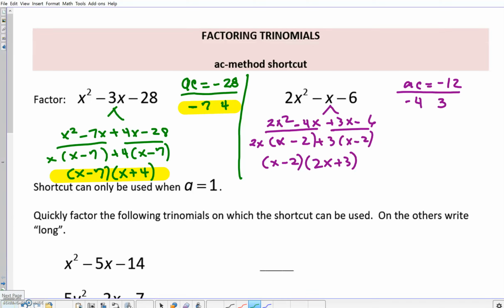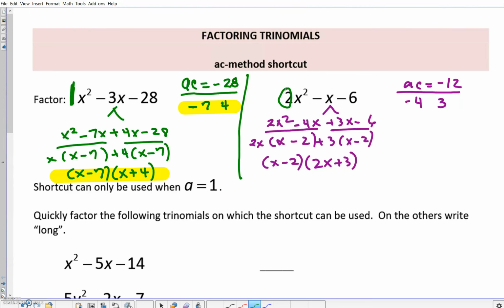Before we begin this next unit, I want to show you the AC method shortcut for factoring some trinomials, not all of them. So at this time, take a minute, pause the video, and look at the two examples I've done of factoring trinomials. The one on the left has a coefficient of 1 right here, and the one on the right has a coefficient of 2 in the A spot.